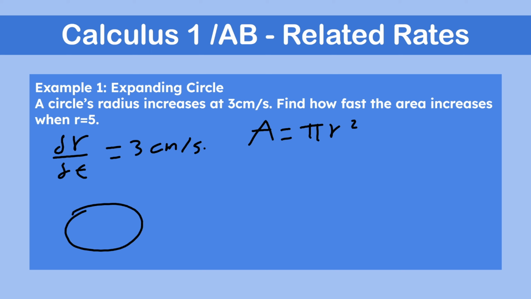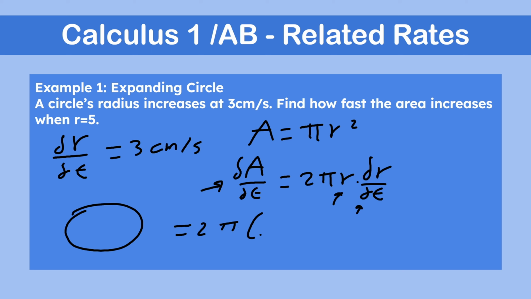So what we can do is implicitly differentiate. So we can say that the derivative of A with respect to time is equal to 2 pi r multiplied by dr/dt. So we're trying to find how fast the area increases, so this is what we're looking for over here. And we just need to plug in r and dr/dt. So it's just 2 pi multiplied by 5 multiplied by 3. So we have 15 times 2, which is equal to 30 pi centimeters squared per second as our answer.